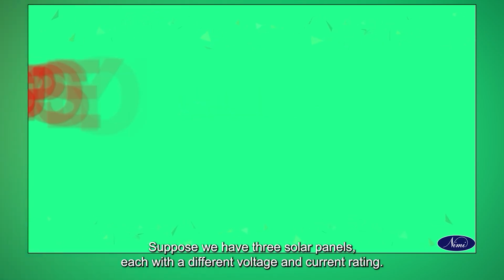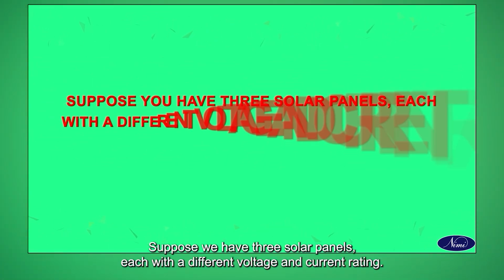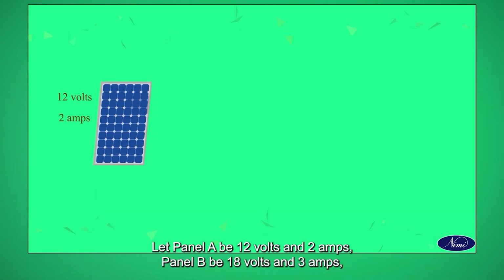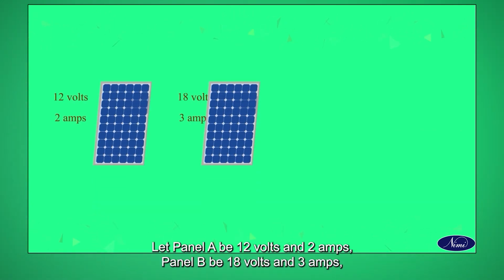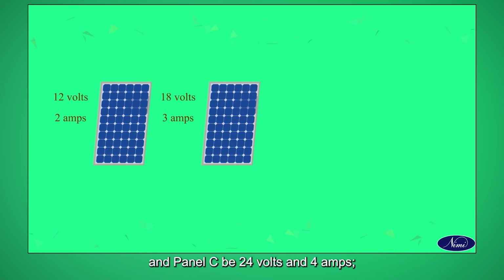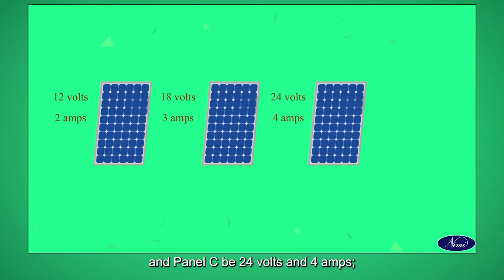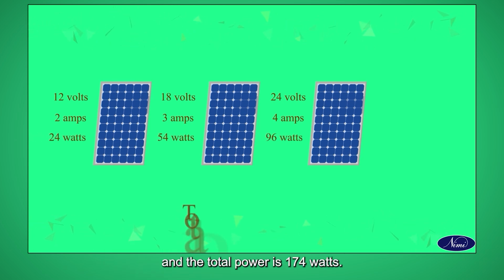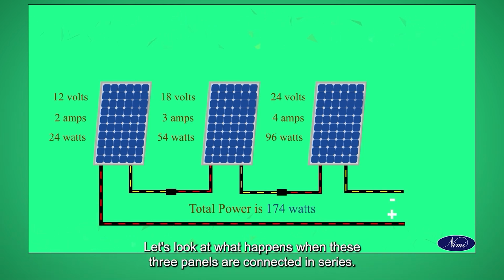Suppose we have 3 solar panels, each with a different voltage and current rating. Let panel A be 12 volts and 2 amps, panel B be 18 volts and 3 amps, and panel C be 24 volts and 4 amps. The power of panels A, B and C is 24 watts, 54 watts and 96 watts respectively, and the total power is 174 watts. Let's look at what happens when these 3 panels are connected in series.